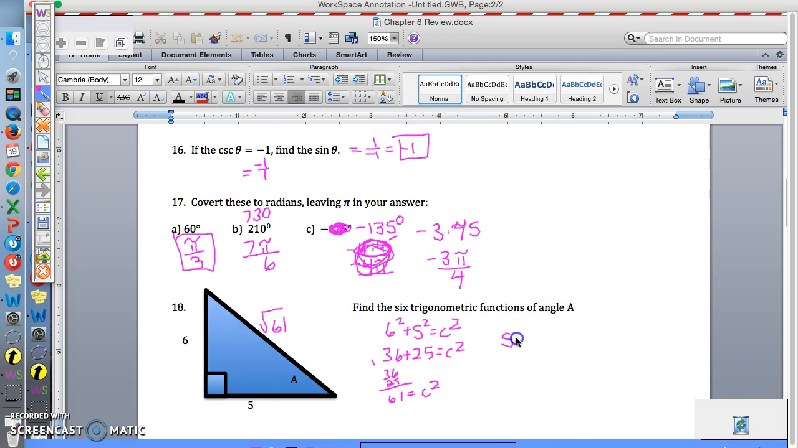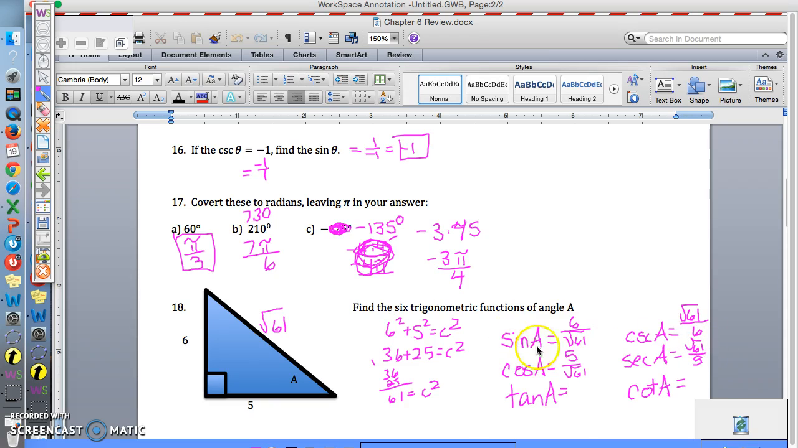So now we have to find the sine of A, cosine of A, tangent of A. So that would be the cosecant of A, the secant of A, and the cotangent of A. So let's see, sine is opposite over hypotenuse, 6 over the square root of 61. So we have the square root of 61 over 6. Cosine is 5 over the square root of 61. So the square root of 61 over 5. And tangent, TOA, opposite over adjacent, so this would be 5 over 6.